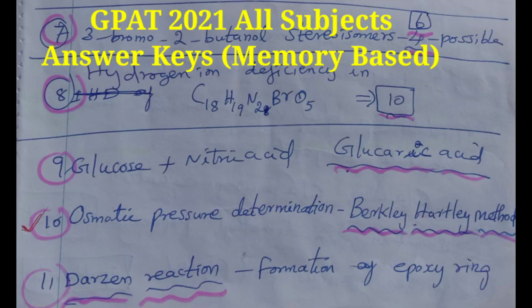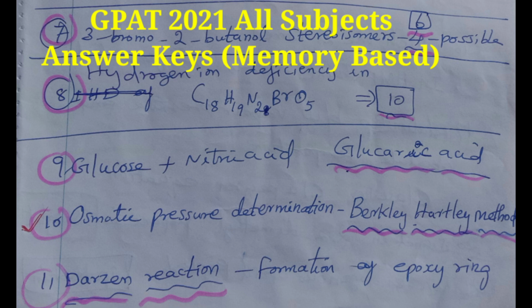Then the next question, 3-bromo-2-butanol. It has 4 number of stereoisomers. Sometimes the answer may be 6 number of stereoisomers also. So 2 answers will be possible for this question. We have not got the clear idea about this question.